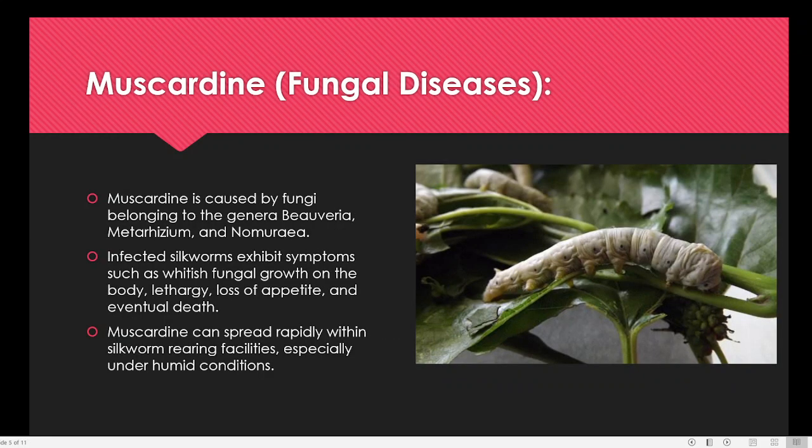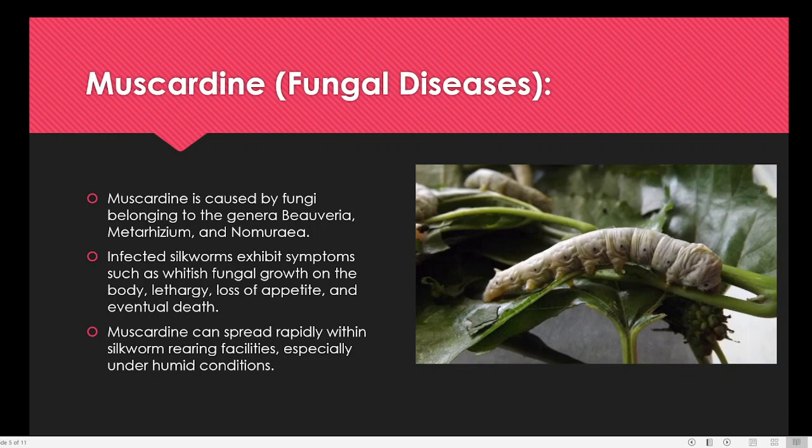Another disease is known as muscardine. Muscardine, as you can see, is a fungal disease, and it is caused by fungi of different genera. One is Beauveria, Metarhizium, and Nomuraea. So these are the different genera of fungi which are causing this muscardine disease.